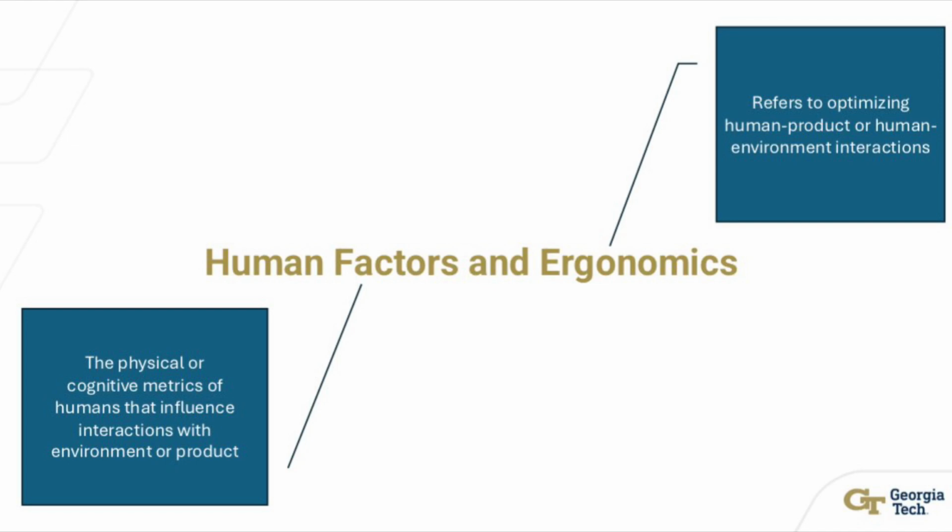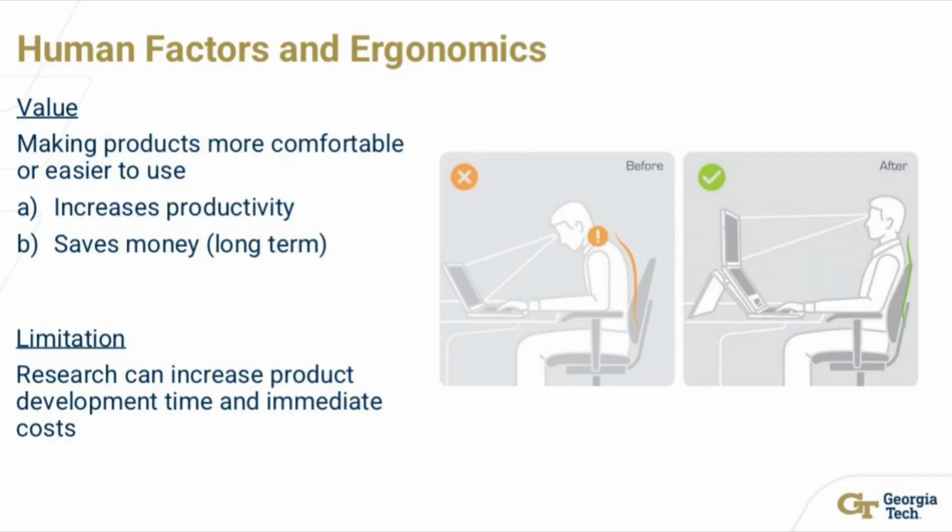The next selected topic is a combination of two things, human factors and ergonomics. Ergonomics refers to optimizing human product or human environment interactions, and human factors are the metrics of humans that influence those interactions with the product. So the value of making products more comfortable or easier to use is that it increases productivity because the user is, again, more comfortable, and it does save more money in the long term because there are fewer medical bills to deal with, and fewer workers' compensation claims or lawsuits.